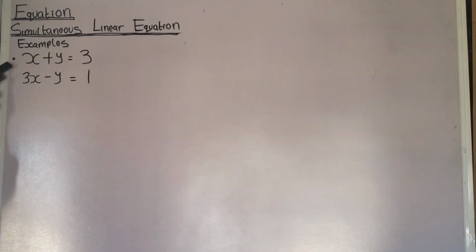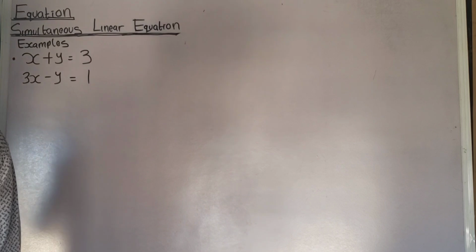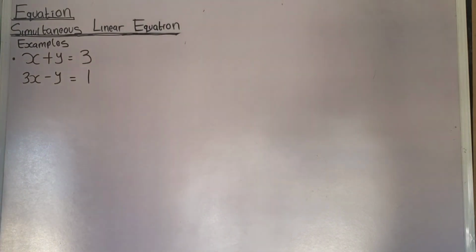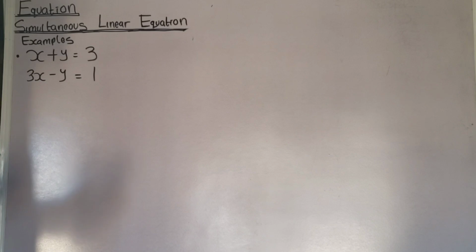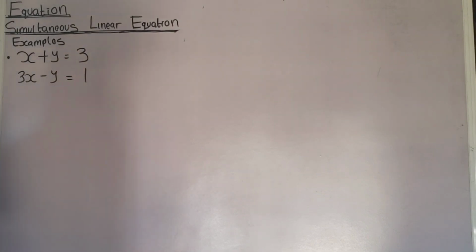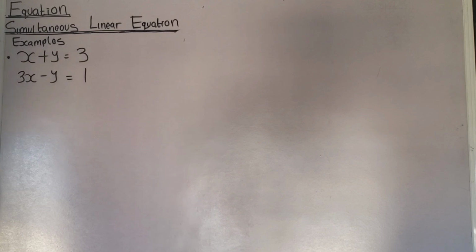Example 2. We are asked to solve the simultaneous equations x plus y is equal to 3 and 3x minus y is equal to 1. We are going to use the elimination method to solve this. So I want you to pay attention. I'm very sure you remember the first step. The first step is to identify the unknown that you want to eliminate.